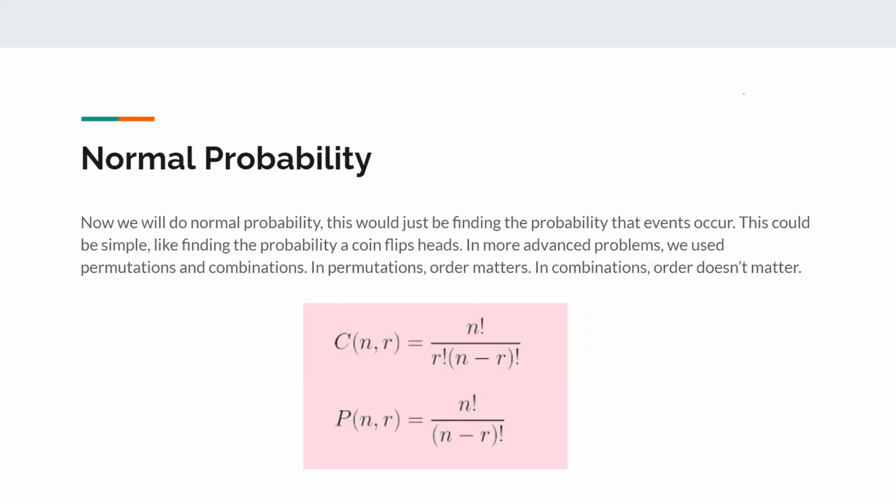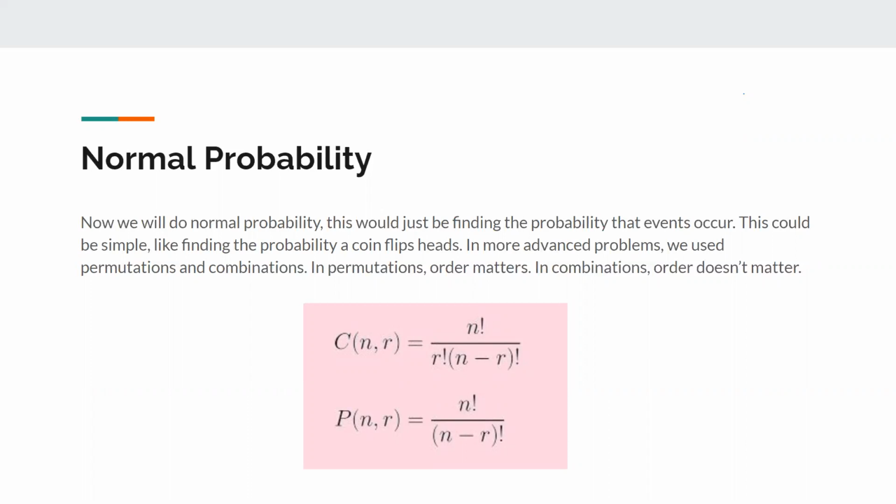So in permutation, when order matters, it means different rules. For example, if I had a board of 10 people, and I wanted to choose three, then I would use combinations, because those three don't really have a specific order, so it doesn't really matter who gets chosen for who.